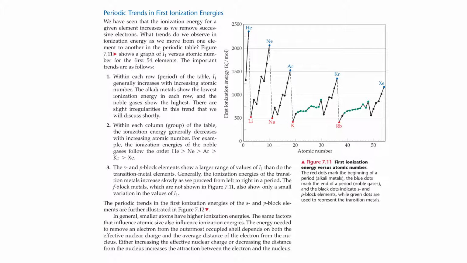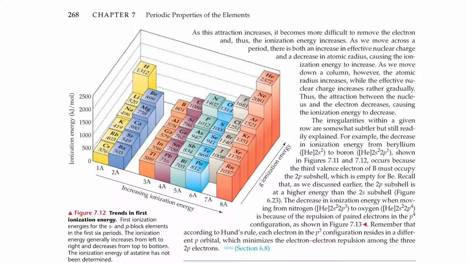In general, smaller atoms have higher ionization energies. The same factors that influence atomic size also influence ionization energies. The energy needed to remove an electron from the outermost occupied shell depends on both the effective nuclear charge and the average distance of the electron from the nucleus. Either increasing the effective nuclear charge or decreasing the distance from the nucleus increases the attraction between the electron and the nucleus. As this attraction increases, it becomes more difficult to remove the electron, and thus the ionization energy increases.